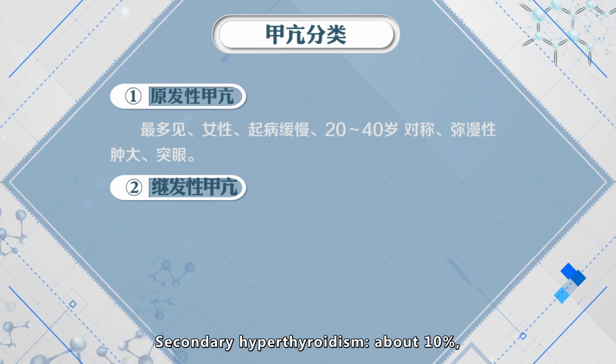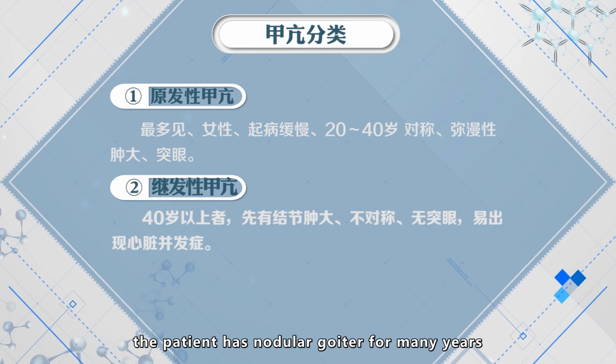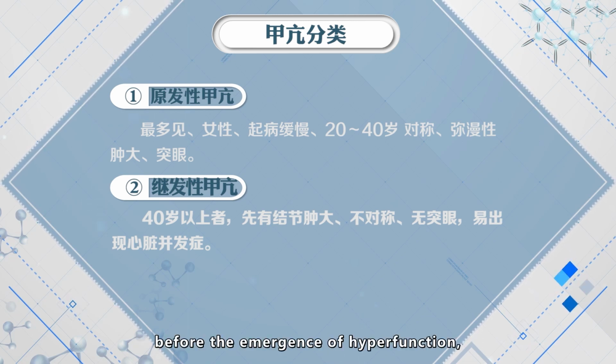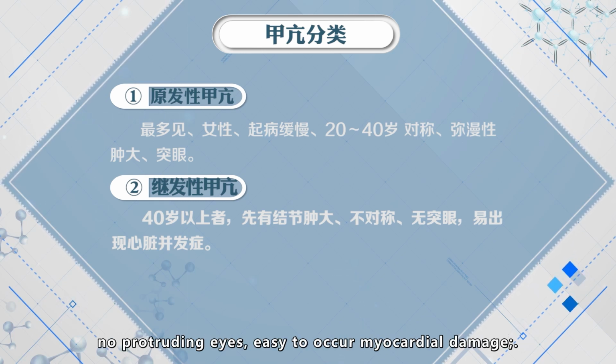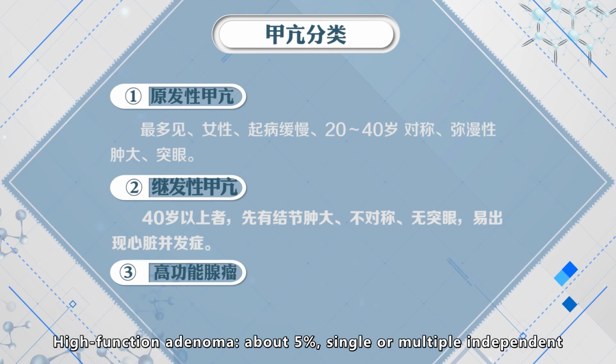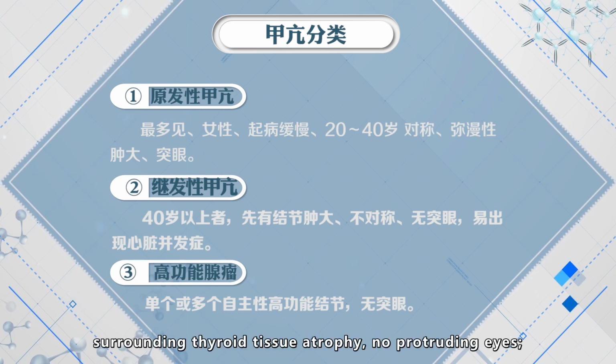Secondary hyperthyroidism, about 10%, is secondary to nodular goiter. The patient has nodular goiter for many years before the emergence of hyperfunction, and the onset age is more than 40 years old. There is nodular gland enlargement, no protruding eyes, and it easily causes myocardial damage. High-function adenoma, about 5%, shows single or multiple independent high-function nodules in the gland, with surrounding thyroid tissue atrophy and no protruding eyes.